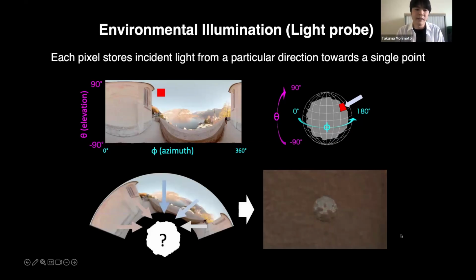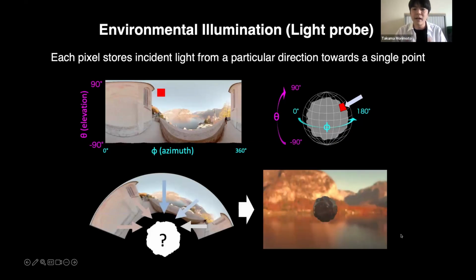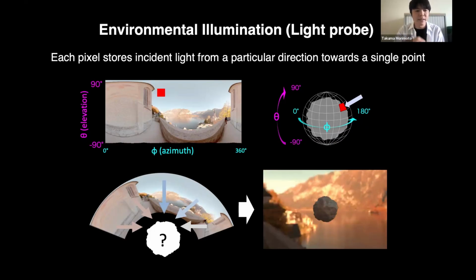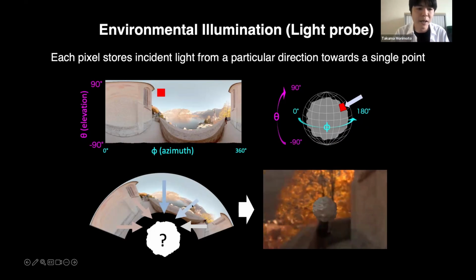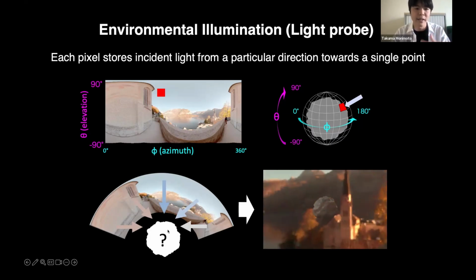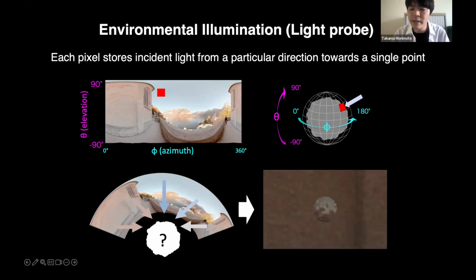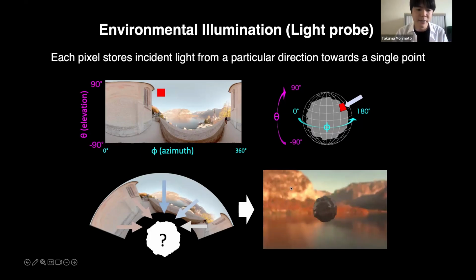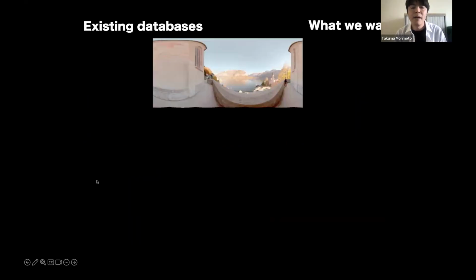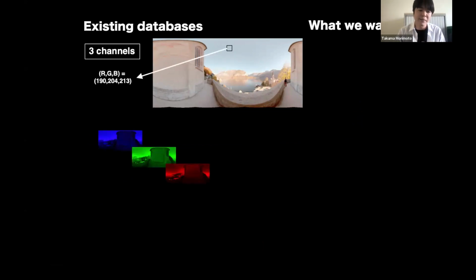And using this, what we can do, for instance, is simulate how this hypothetical object would appear when you place it under this environment, because we know from each direction exactly what kind of light is hitting. So this is useful to create realistic stimuli for experiments, for instance. But the currently existing databases have only 3 RGB channels. This is a problem we wanted to address.